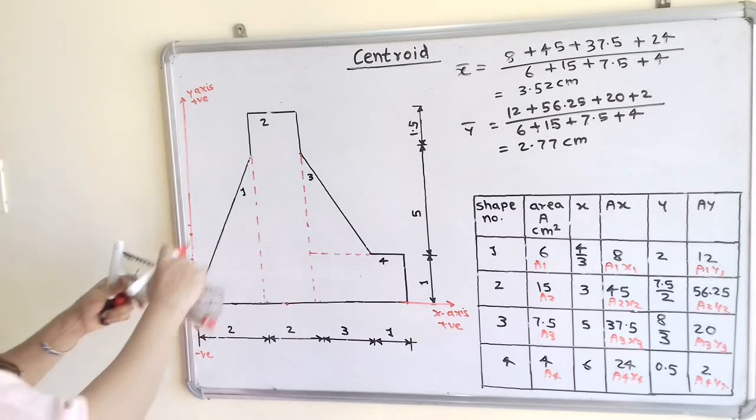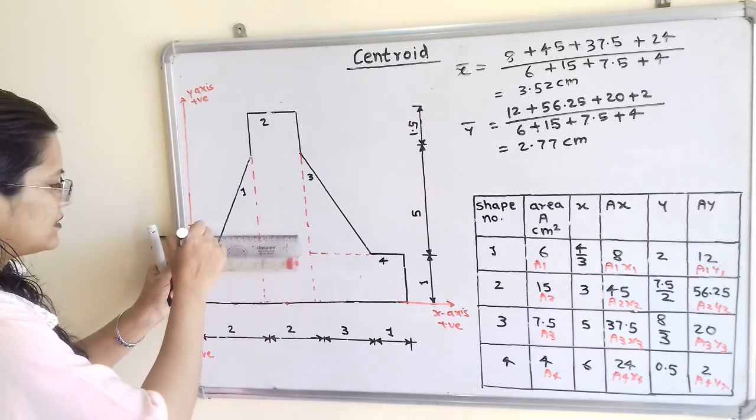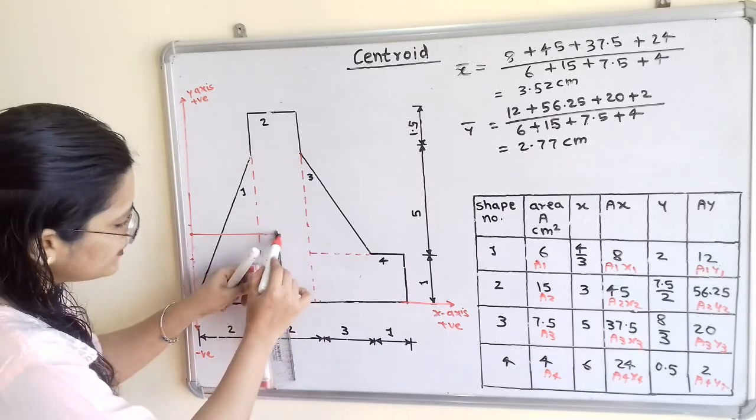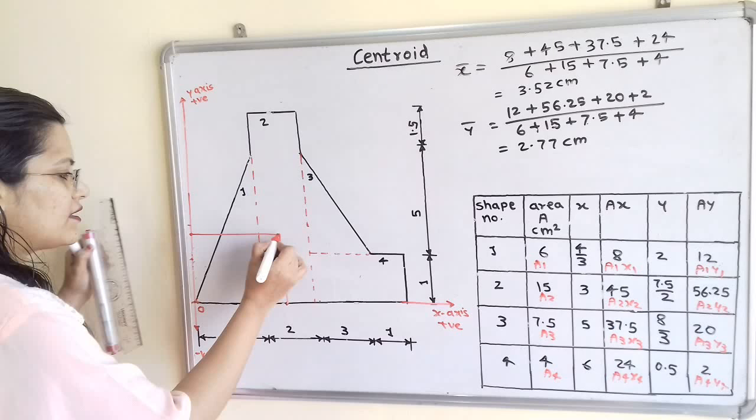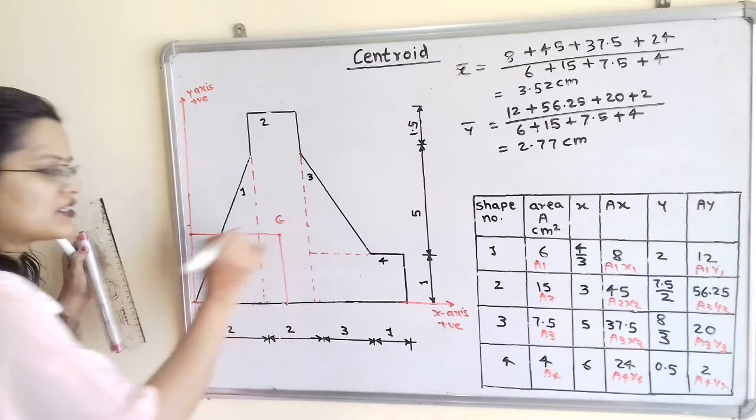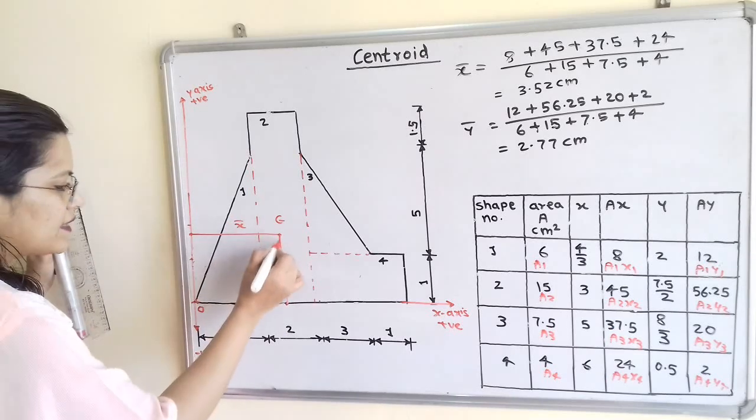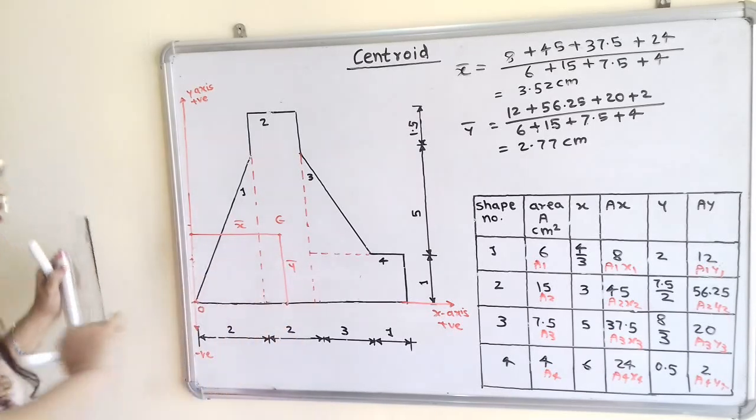Now we will draw perpendicular lines. So when we draw the perpendicular line from these 2 points, there is the point of intersection, and this point of intersection is G. Now this horizontal distance is known as x bar and this vertical distance is known as y bar.